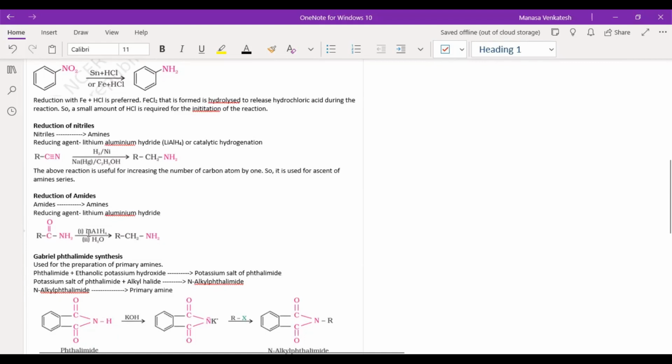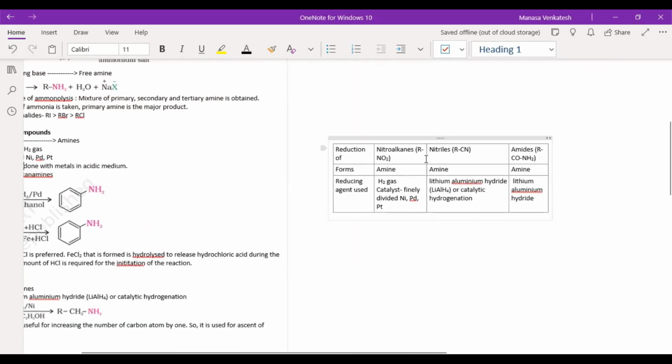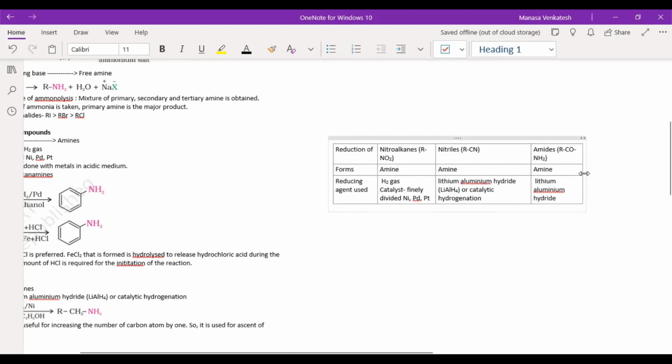Next is amides. RCONH2 is an amide, and it undergoes reduction in the presence of lithium aluminium hydride to give us an amine. Now here you have the compilation of all the three reduction reactions. The reduction of nitroalkanes, nitriles, as well as amides gives us amines. In each case you have a variation in the reducing agent. Here, however, I forgot to add that metals in acidic medium can also be used as the reagent for the conversion of nitroalkanes to amines. So in all three reactions, amines are getting synthesized.